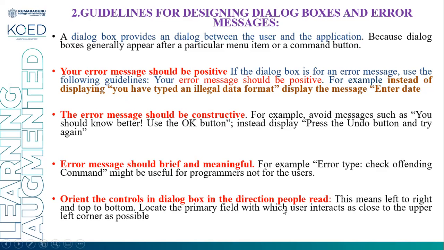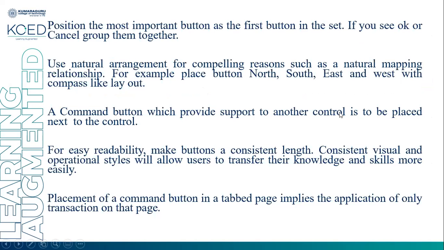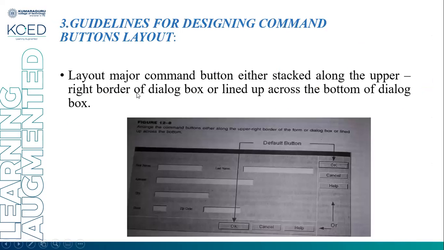Orient the controls in the dialog boxes in the direction people read. So it means left to right and top to bottom. Locate the primary field with which the user interacts as close to the upper left corner as possible. Frequently used information should be in the upper left corner. So see to that. Arrange the command buttons either along the upper right border, such as OK, cancel or help, or the upper border of the dialog box, or lined up across the bottom of the dialog box.